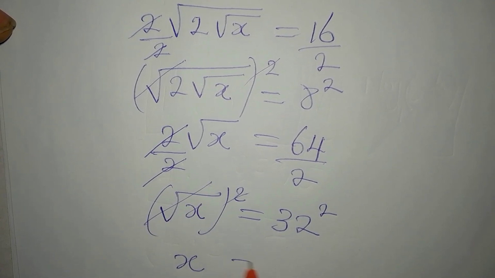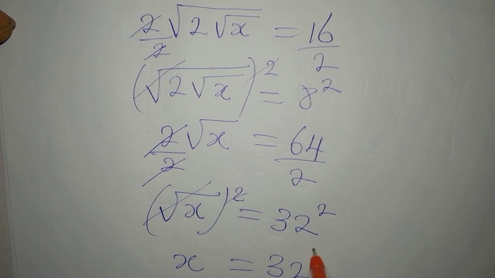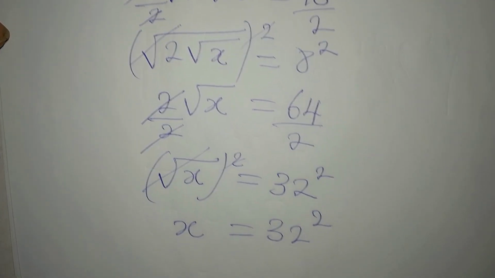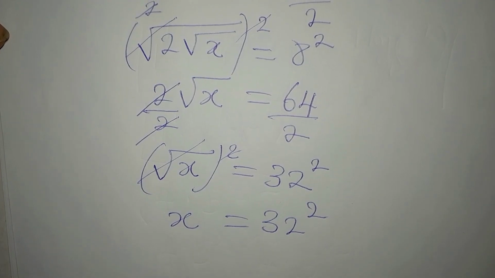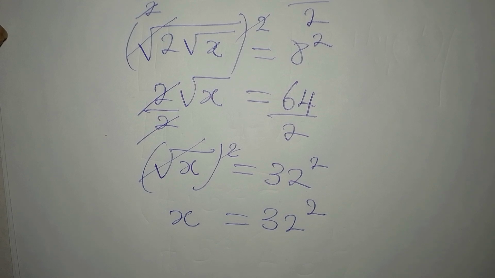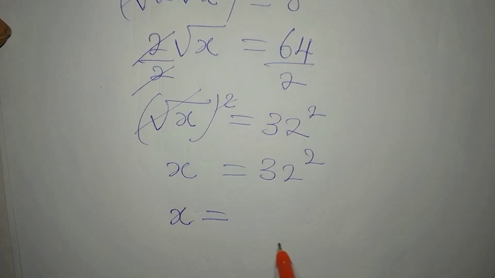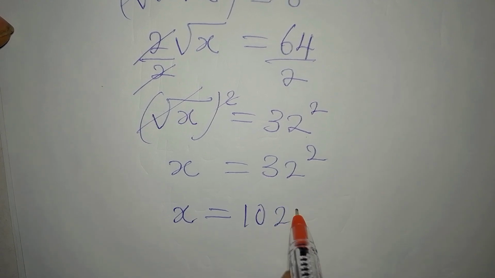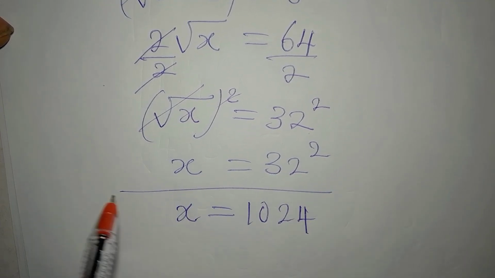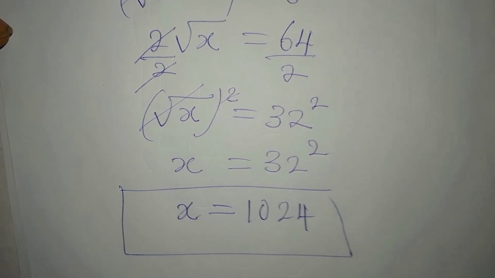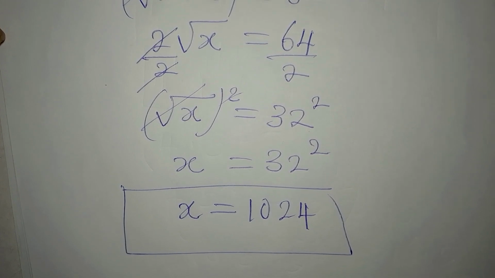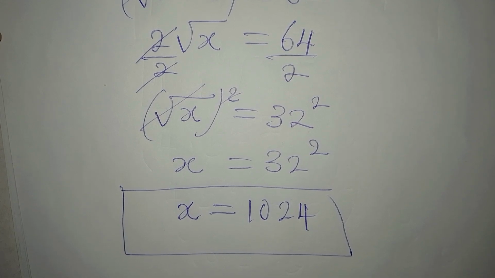So our x will now be equal to 32 squared, and 32 squared is the same thing as 32 times 32. And this is the same as 1024. So this is the value of x, and I would like us to put this back into the equation, and see if it will satisfy the equation. Let's go.